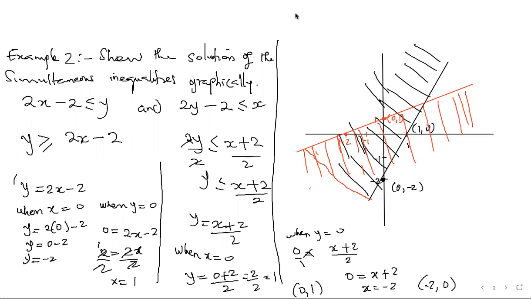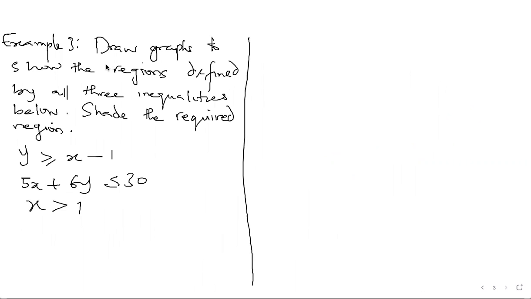Okay. So let's look at another example. That'll be the last example. We have to draw the graph to show the region defined by all the three inequalities below. So you have to shade the required region. I need to plot each of these on the Cartesian coordinates.